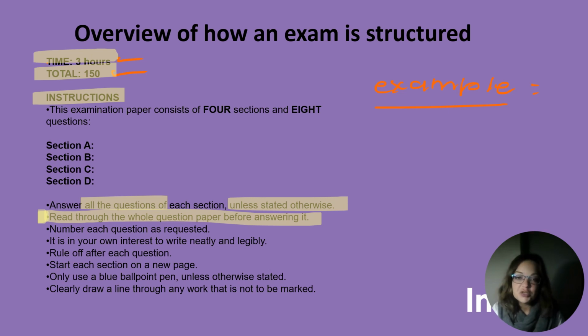All right, so your question paper is a 3-hour paper, and it's out of 150. There are 4 sections. Make sure you answer all the questions in each section unless stated otherwise. Read through the whole question paper before answering it. Use your reading time. Number your questions correctly. Rule off each question and then start each section on a new page. Only use a blue ballpoint pen unless otherwise stated, and clearly draw a line through any work that you don't want marked.